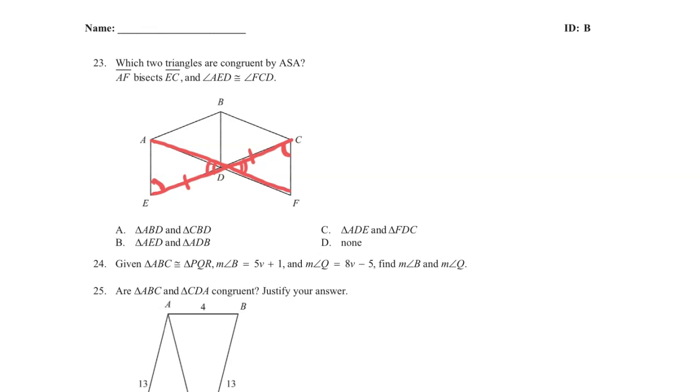Which two triangles are congruent by angle side angle? We know that AF bisects EC. So this segment and this segment are congruent. They also tell us that this angle and this angle are congruent because it says angle AED is congruent to angle FCD. Now we know that these are vertical angles. So our two triangles that are congruent is triangle 1 and triangle 2, which is, we have A corresponds with F, D corresponds with D and E corresponds with C, using angle side angle.